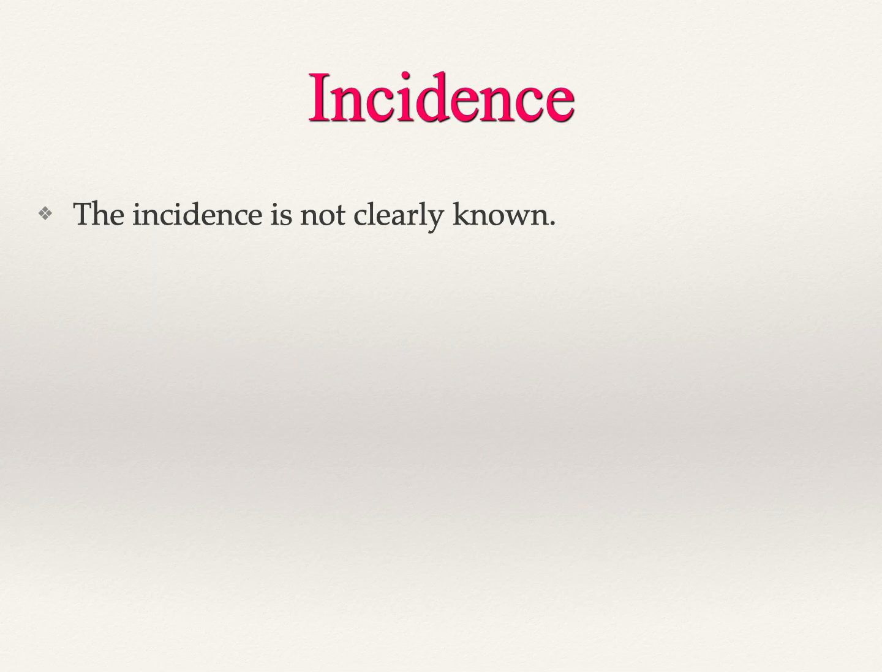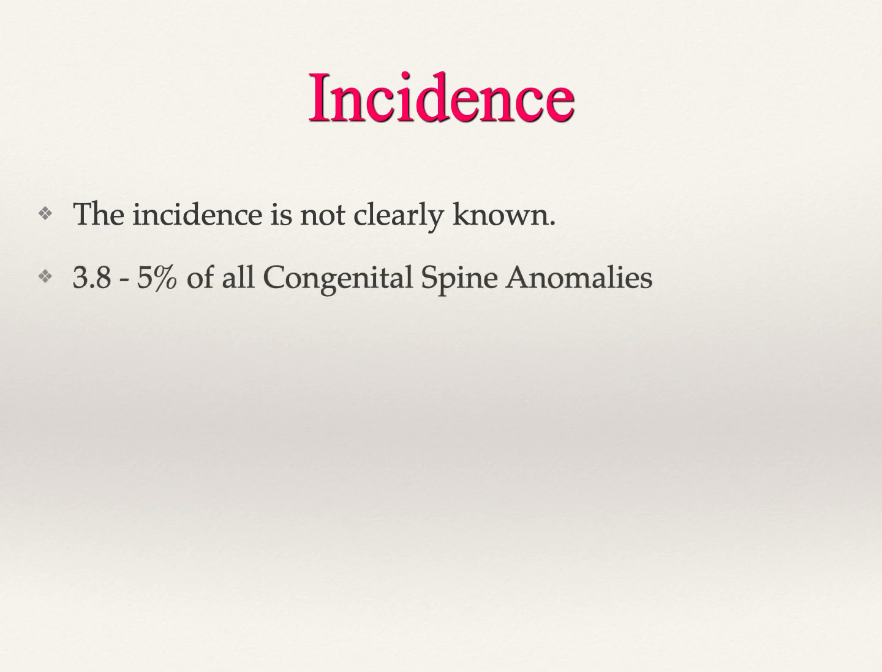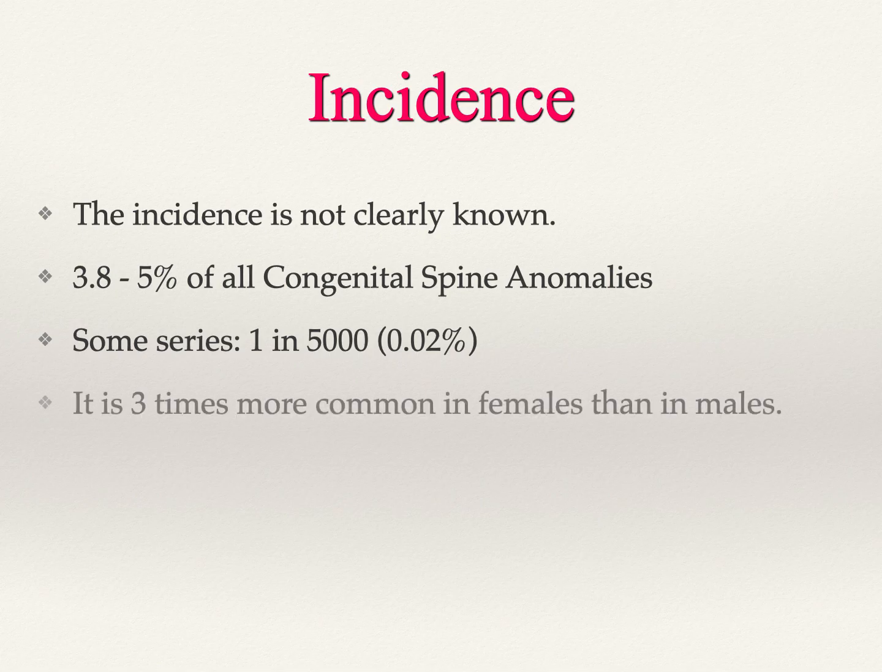What's the incidence of split cord malformation? There is no clear known incidence for them. In some literature, it's mentioned to be about 3.8 to 5% of all of the congenital spine anomalies. So 5% of the congenital spine anomalies, not in children. In some series, it showed that it's about 0.02%, so 1 in 5,000 children is born with that.